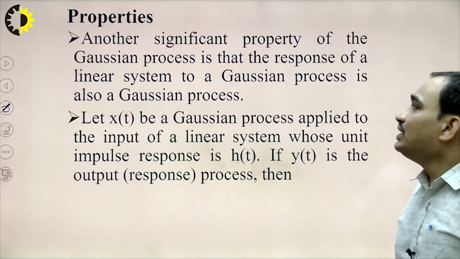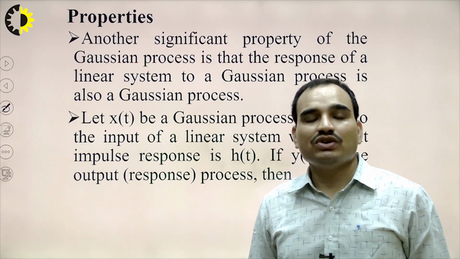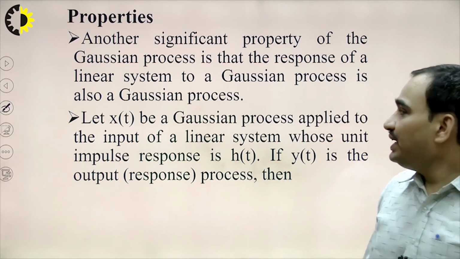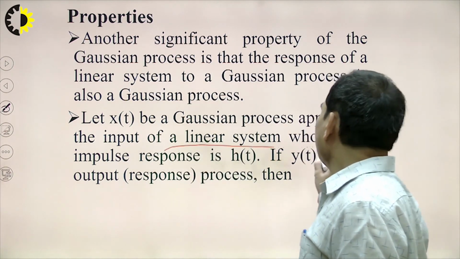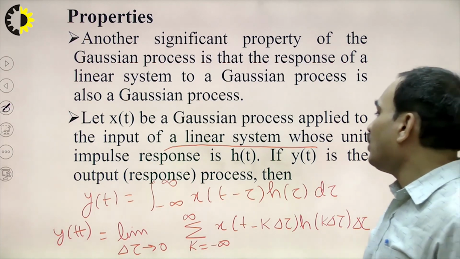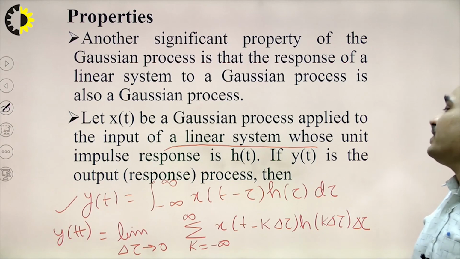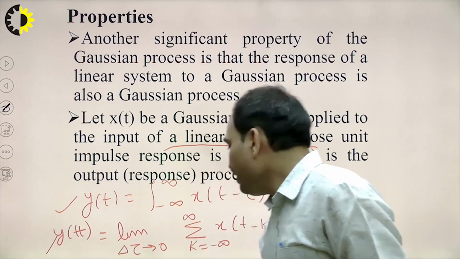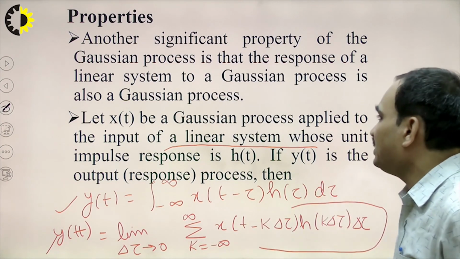Another significant property of the Gaussian process is that the response of a linear system to a Gaussian process is also a Gaussian process. Let X(t) be the Gaussian process applied to the input of a linear system whose unit impulse response is h(t), and Y(t) is the output response. Then Y(t) is given by the integral from minus infinity to infinity of X(t minus tau) h(tau) d tau, in the limit where delta tau tends to 0.